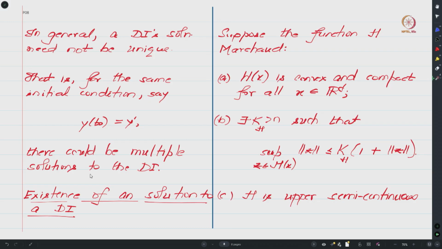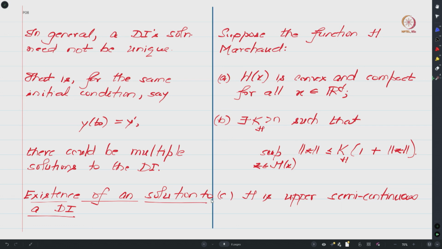And I would like to highlight that unlike in the ODE case, where insisting that the vector field be Lipschitz continuous ensures the uniqueness and existence of solutions, in general the solutions of a DI for an initial value problem need not be unique. This means that for the same initial condition you could have several y of t trajectories which will pass through this initial condition, but they will be different. So, in other words, there could be multiple solutions to this DI, and the next question is, okay, if the solutions are not unique, at least can we guarantee the existence of a solution to a DI?